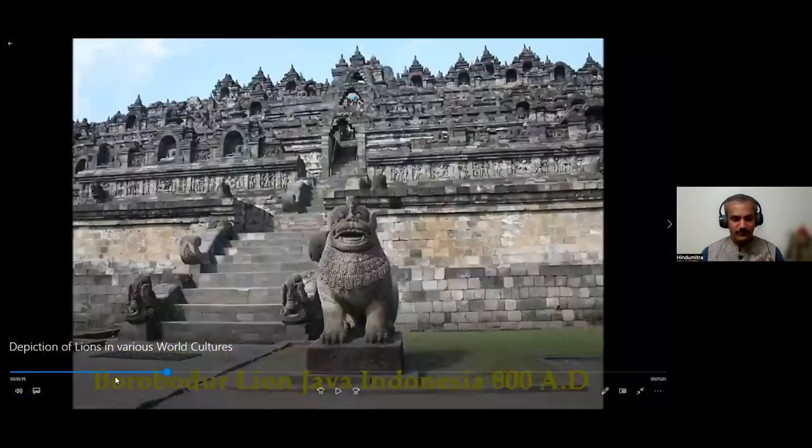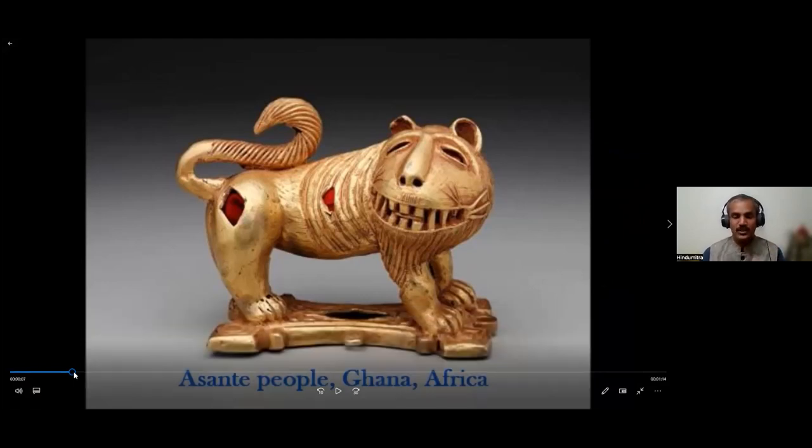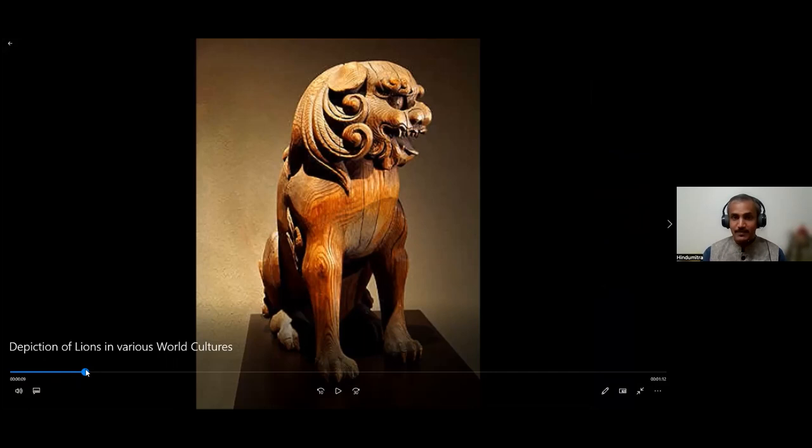So you have probably seen the various features of lions. Each culture uniquely captures what the lion means to them. For example, the Ashanti people from Ghana in Africa saw the lion like this. Japanese people never saw a lion. Lions don't exist in Japan or even in China, East Asia. It used to live from Central Asia, India, and further to Europe. It never lived in East Asia.